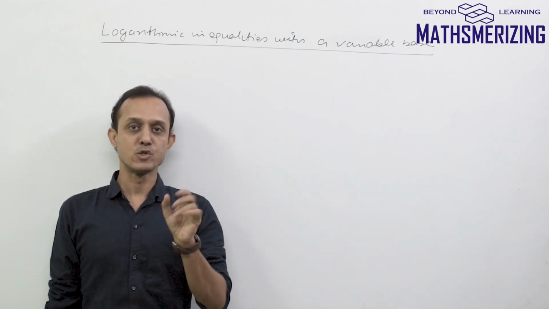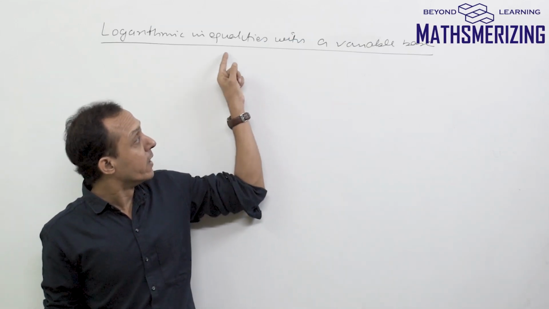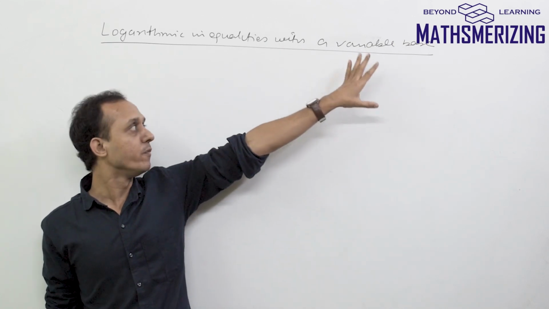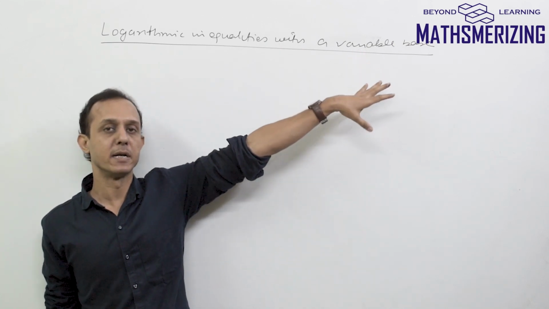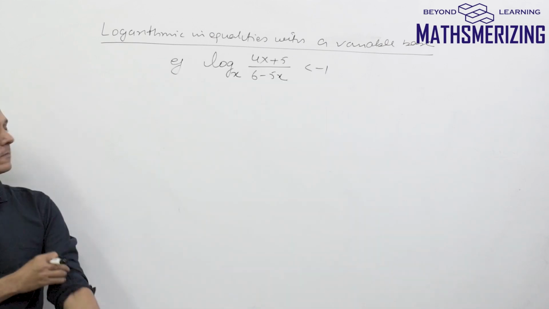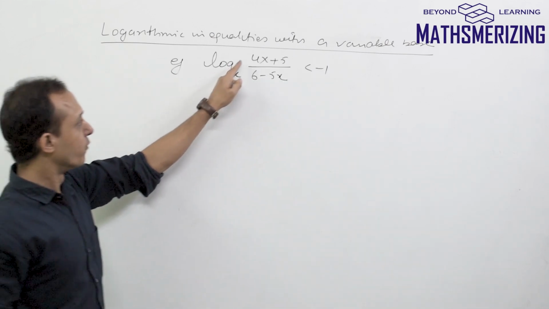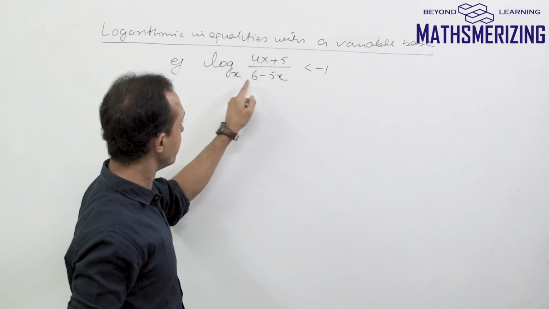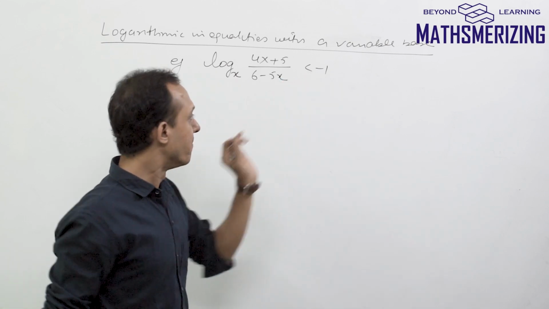Now there'll be some questions where we'll have logarithmic inequalities with a variable base. Now what do we do in such problems? So what I'll do is I'll take up an example. Say for example, the question is log of (4x plus 5) upon (6 minus 5x) to the base x, and it should be less than minus 1.